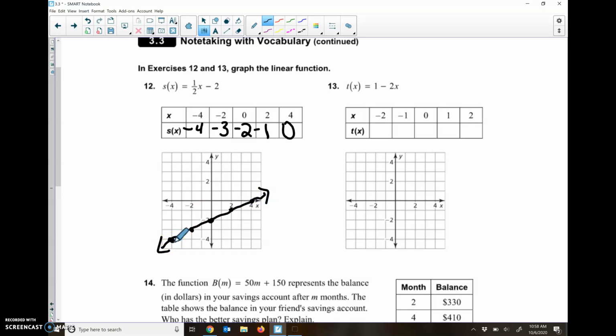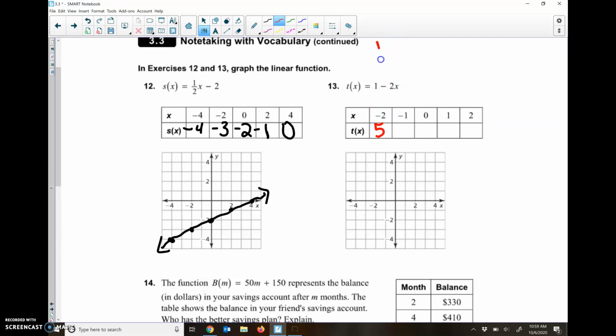If you get something that's not a straight line, then you must have made a mistake somewhere. All right, let's look at this one. So 1 minus 2x, and it tells us that x is going to be negative 2. So negative 2 times negative 2 is positive 4, and 4 plus 1 is 5.